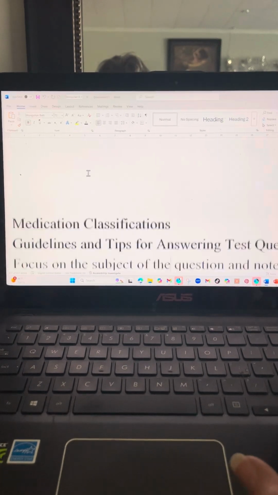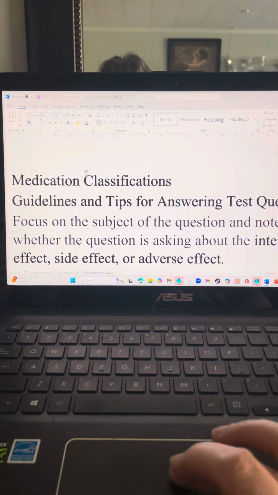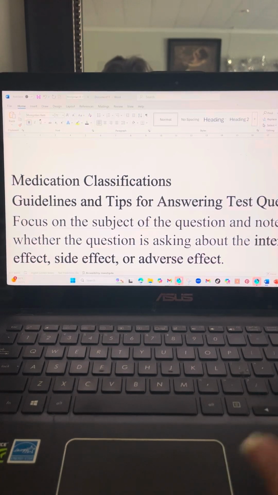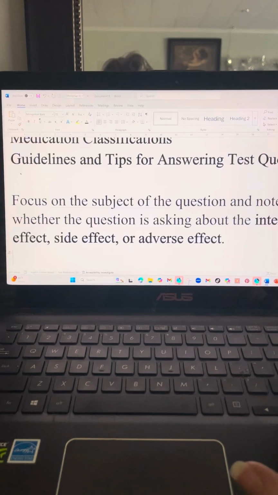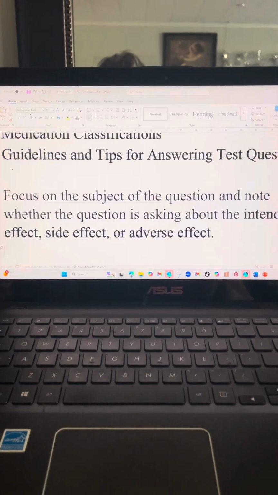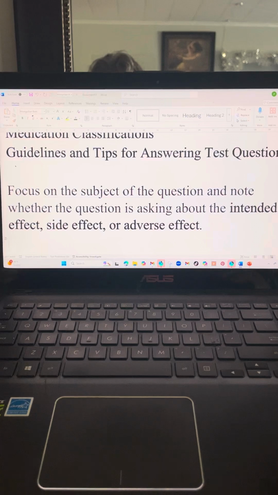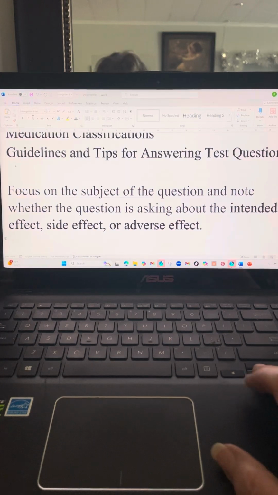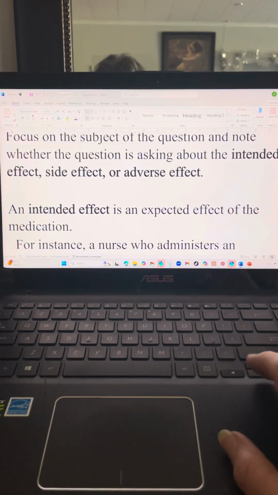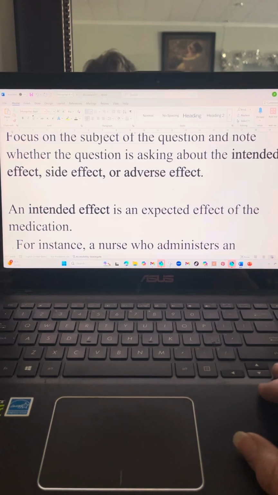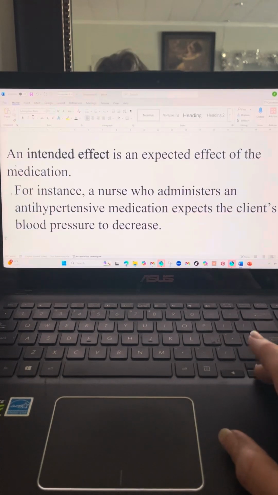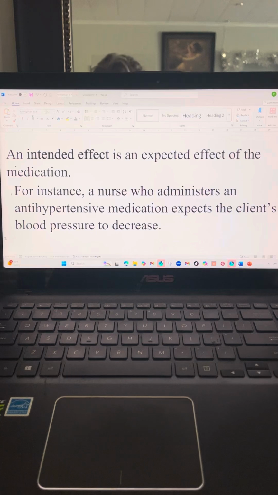Okay. When you're talking about medication classifications, there's some guidelines and tips for answering those kind of test questions. You want to focus on the subject, and note whether it's asking about an intended effect, a side effect, or an adverse effect. An intended effect is an expected effect of the medication. For instance, a nurse who is administering antihypertensive medications expects that the patient's blood pressure will decrease.